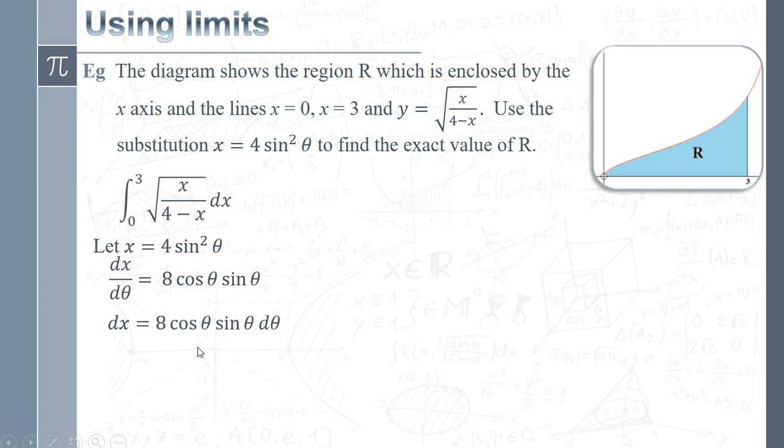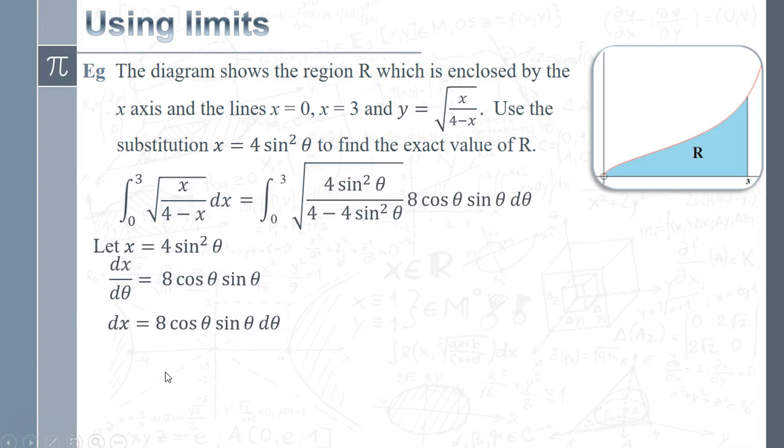And just a bit of rearranging, because we want to replace the dx. So we've got dx equals 8 cos theta sine theta. Right, let's chuck that in. So that's what we've got. We've replaced the x with the 4 sine squared there. We've replaced that on the bottom there.